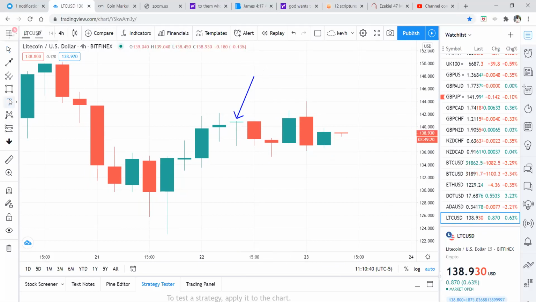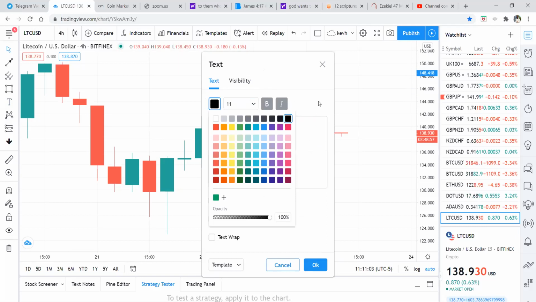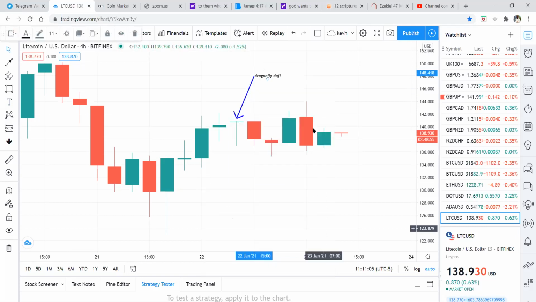Exactly. Okay. I think we'll do a small letter so that we can fit everything in here. Black is fine. Okay, so that's the dragonfly doji.